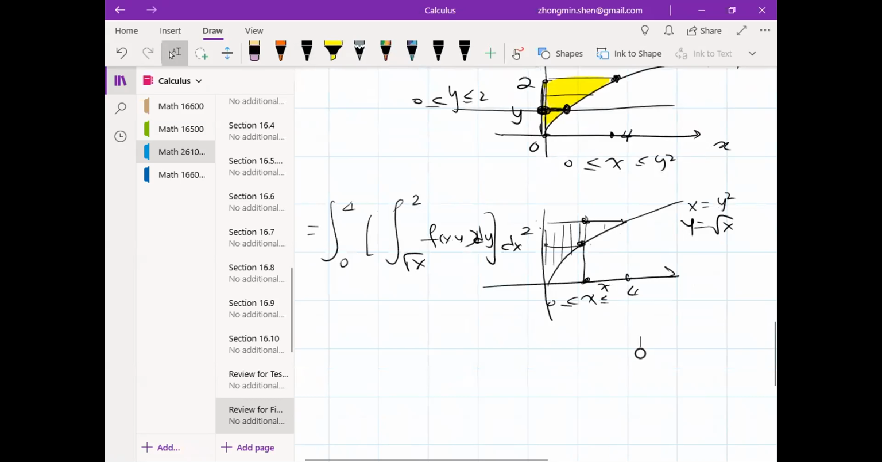If it went from 0 to square root of x, is that correct? That would be incorrect. That would be the integral over the region under this curve. That's totally different. You are integrating the function over the region, not over something else. What you're going to do is integrate along the line segments inside the region.